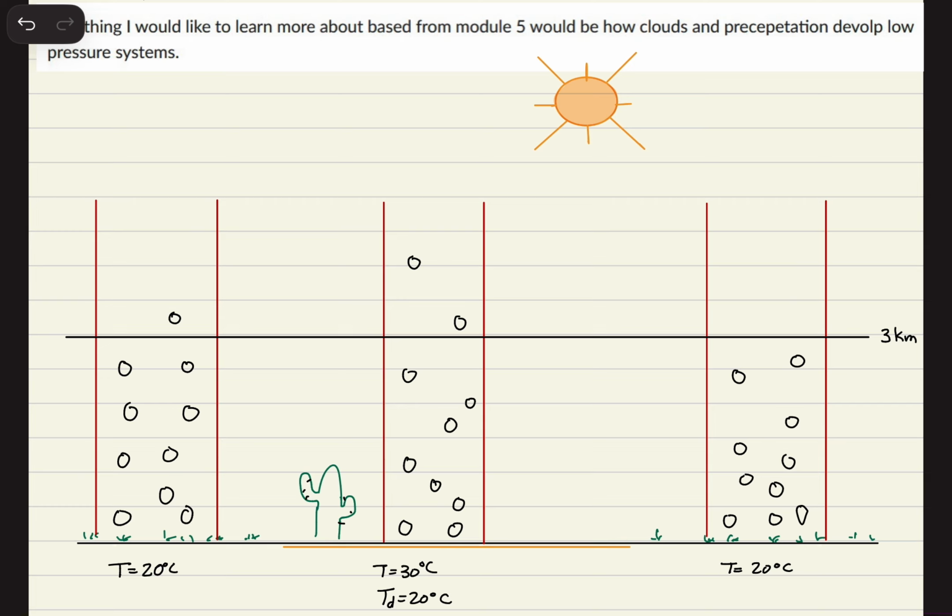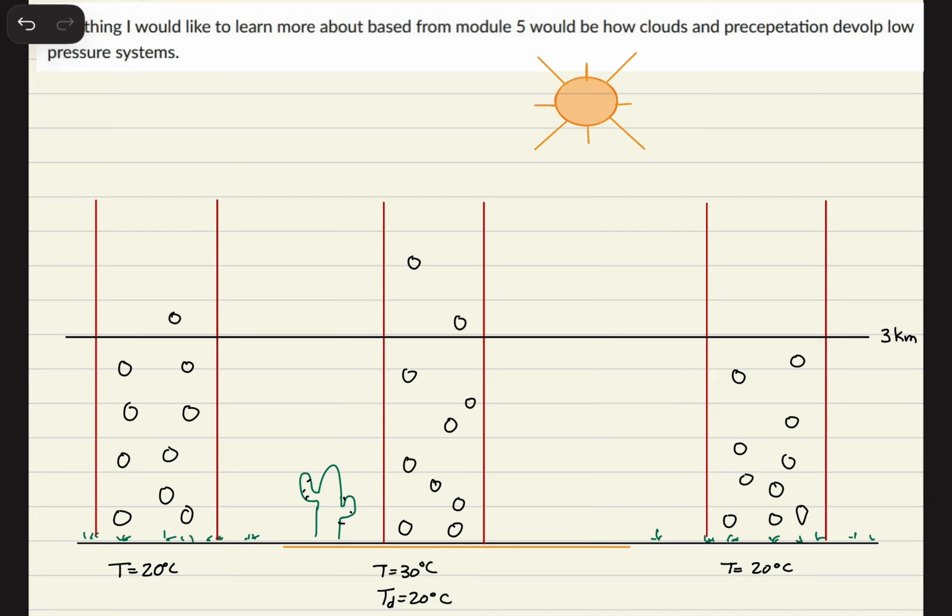But as a summary, our grasslands are going to heat up slower than our sand, which is going to heat up quicker. So we can see that here, our temperature over our grass is about 20 degrees Celsius, and our temperature over our sand is going to be 30 degrees Celsius, so it's warmer. And when that air is warmer, it is also less dense.